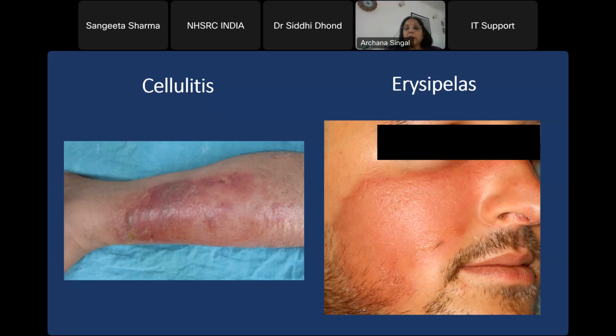Erysipelas, on the other hand, you see it's so well defined. You can see it is again hot to touch because it is inflamed, but it is very well defined. It is very easy to demarcate the line where the lesion is. While in cellulitis, it doesn't happen because it is involving the deeper dermis. Next.